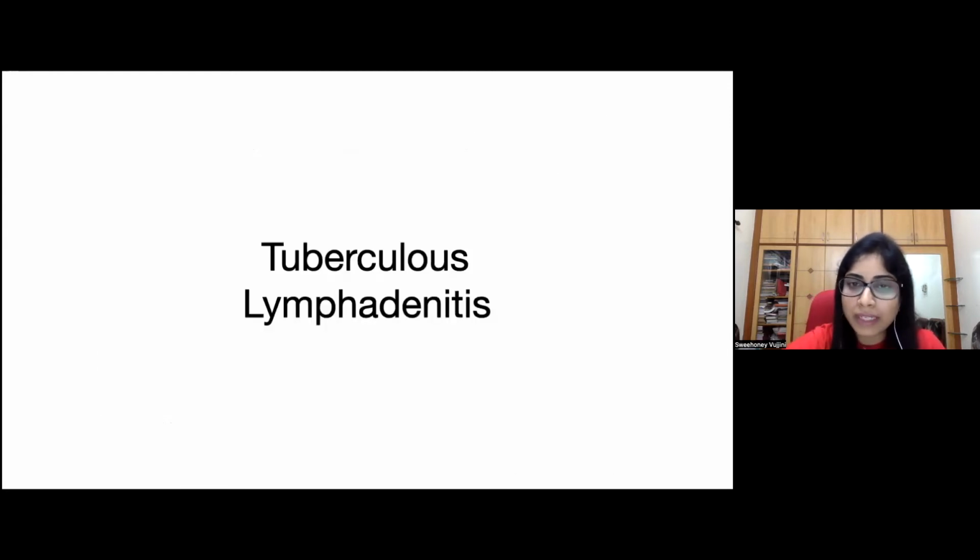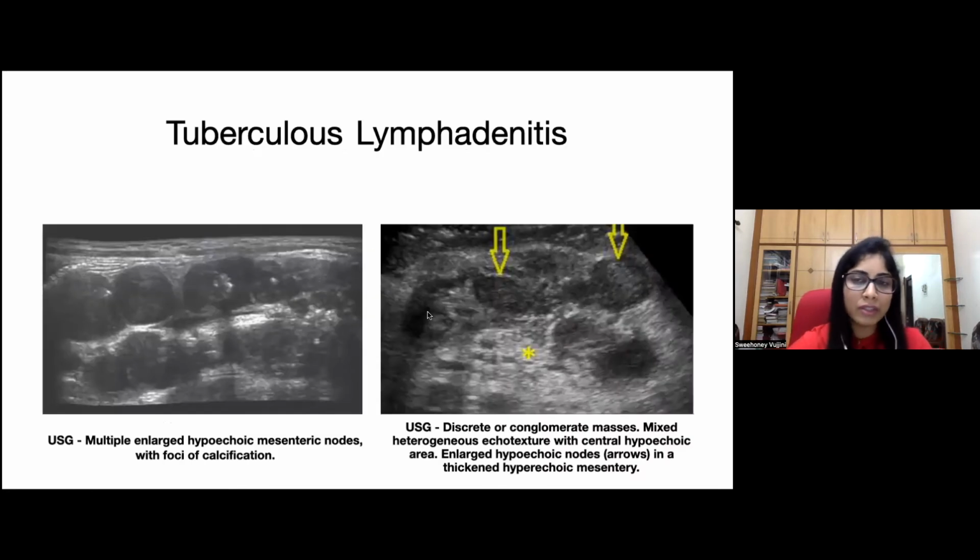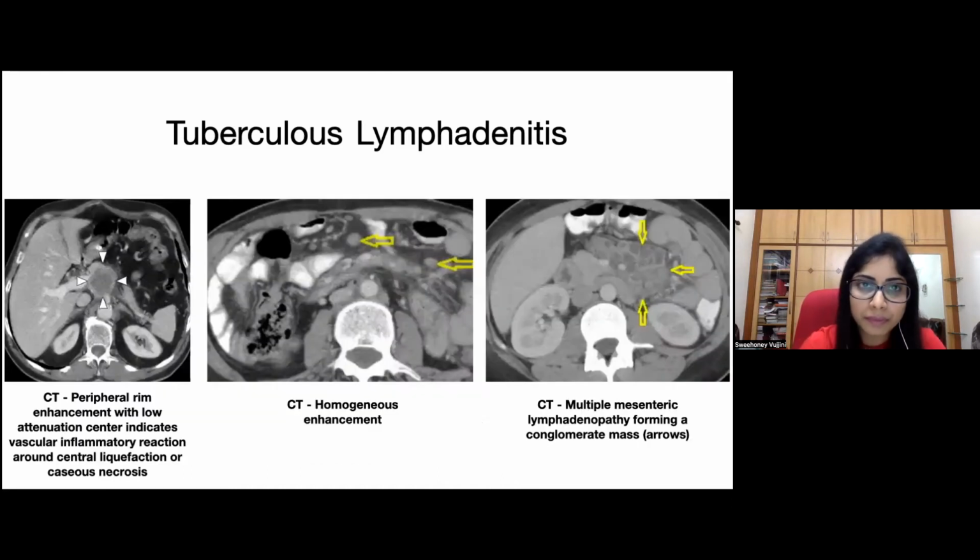Next is tuberculous lymphadenitis. These are the ultrasonographic images showing multiple enlarged hypoechoic mesenteric nodes with foci of small calcification. This is another image showing discrete or conglomerate masses with a thickened hyperechoic mesentery. These are the CT images. In the first image, we can see peripheral rim enhancement with low attenuation center indicating vascular inflammatory reaction. This is an image showing homogeneous enhancement. In the third image, we can see multiple mesenteric lymphadenopathy forming a conglomerate mass.